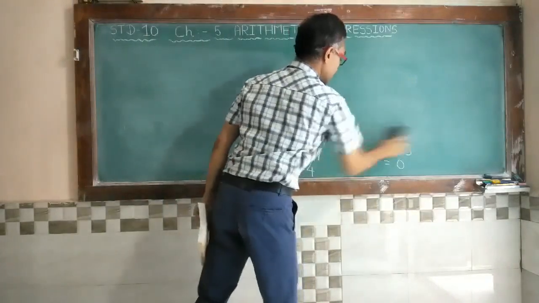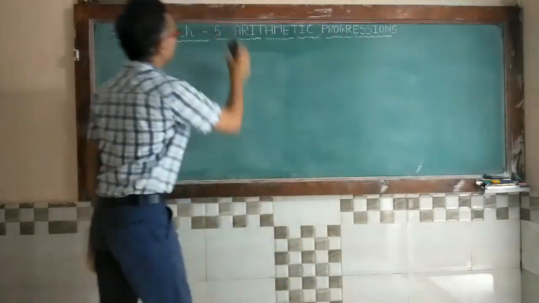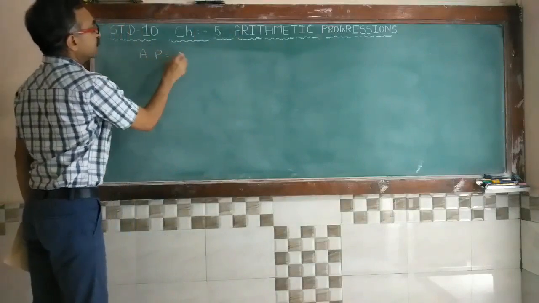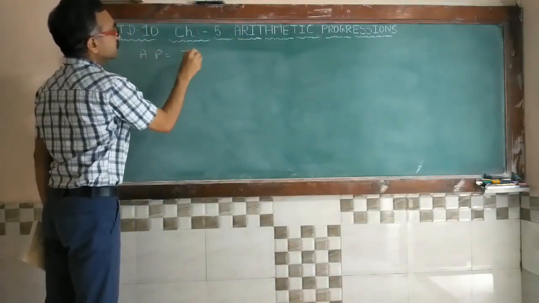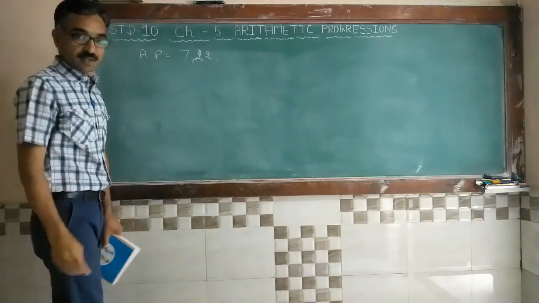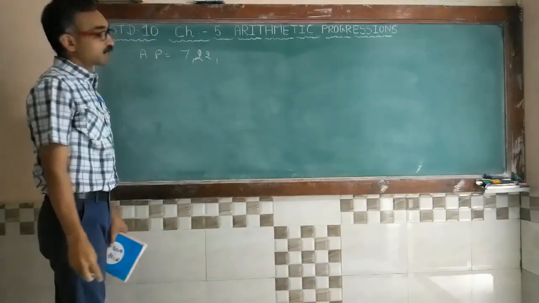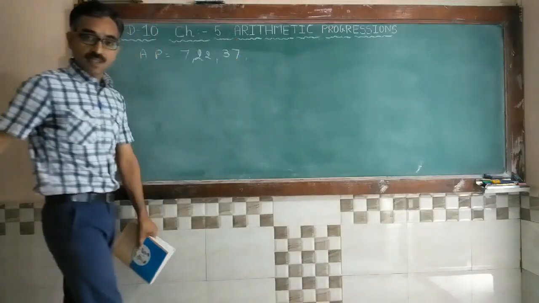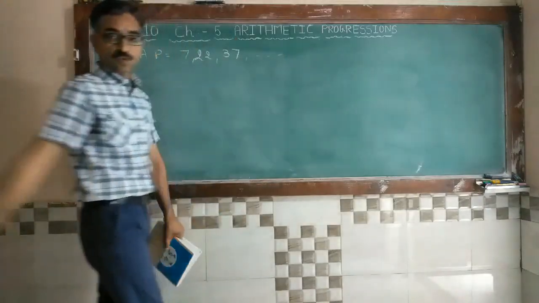Now suppose you are asked to find the common difference, and the given AP is, suppose, 7 your first term, 22 is your second term, 37 third term, and so on.